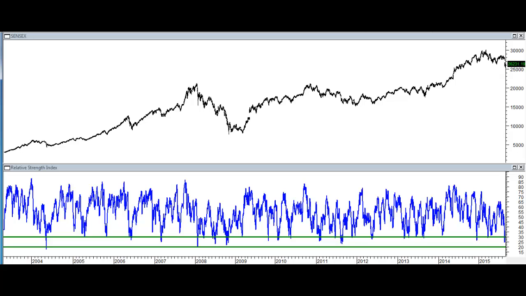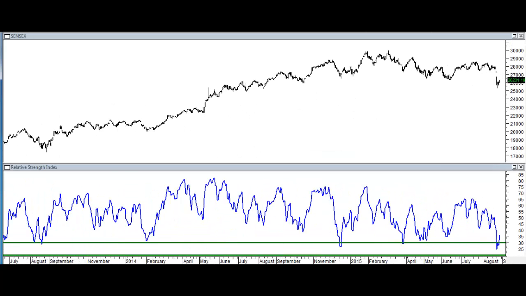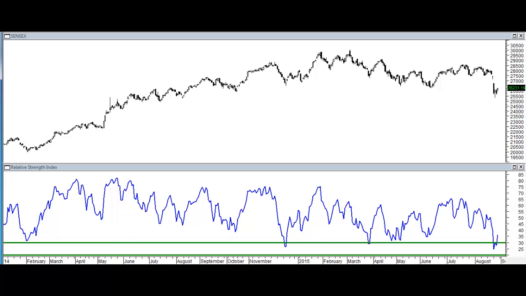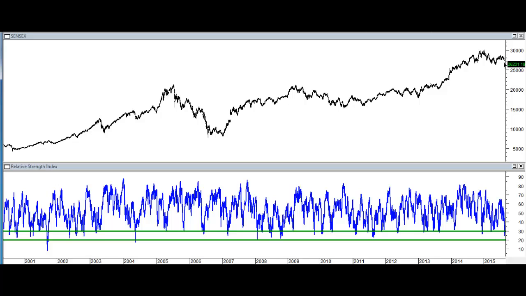So what happened in the last 1 to 2 weeks is that we have witnessed sharp corrections due to China issues, which triggered a lot of panic in our markets, and we have also witnessed one big gap down opening on Monday. So now let's take some examples.